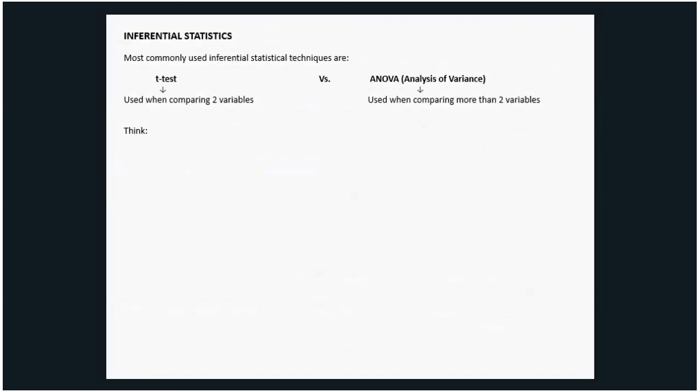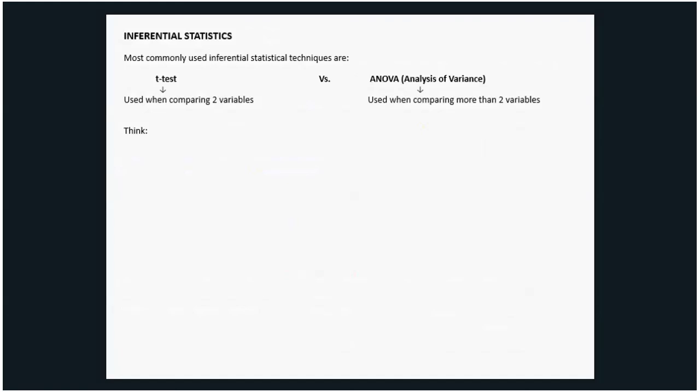Okay, the most commonly used inferential statistical techniques are the t-test, and you use that when you're comparing 2 variables, just 2 things, before and after. In one group, their pre-test, their post-test, or you could have 2 groups where you have a pre-test and a post-test.